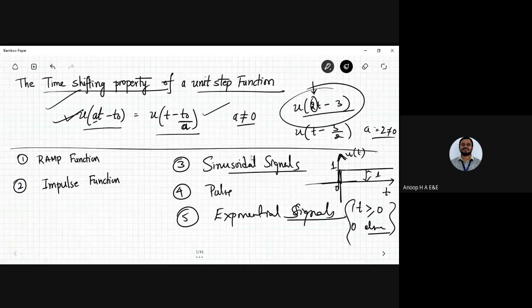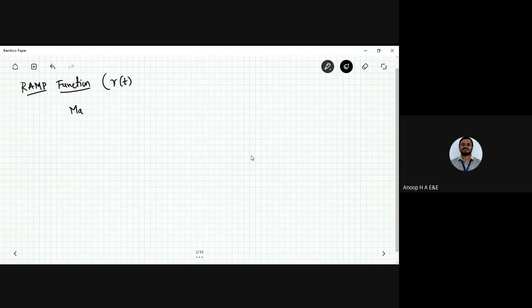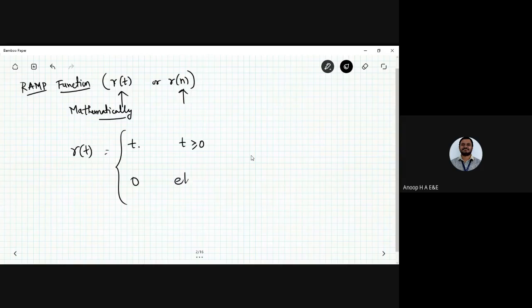Next, we are going to discuss the ramp function. As you already know from the name itself, the ramp function. How do you generally define it mathematically? It is given by r of t or r of n. You can express a ramp function as r of t equals t for t greater than or equal to 0, and 0 elsewhere.